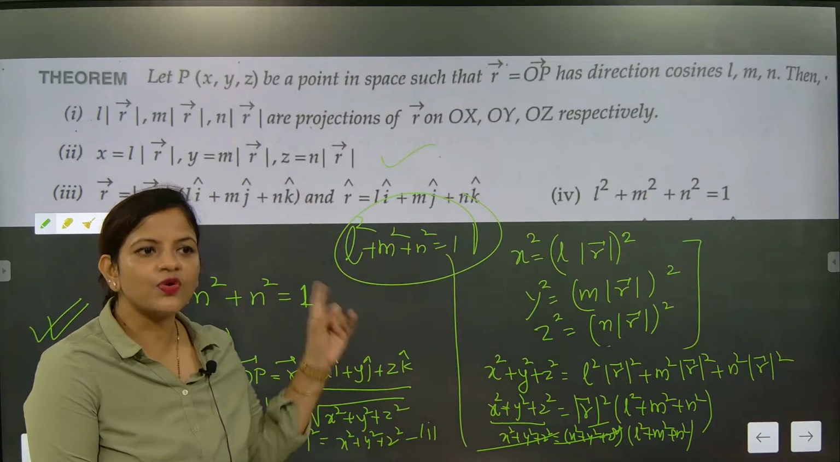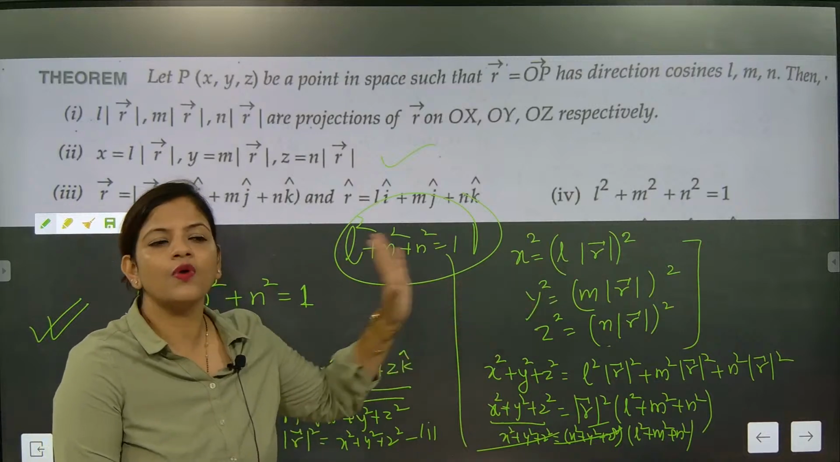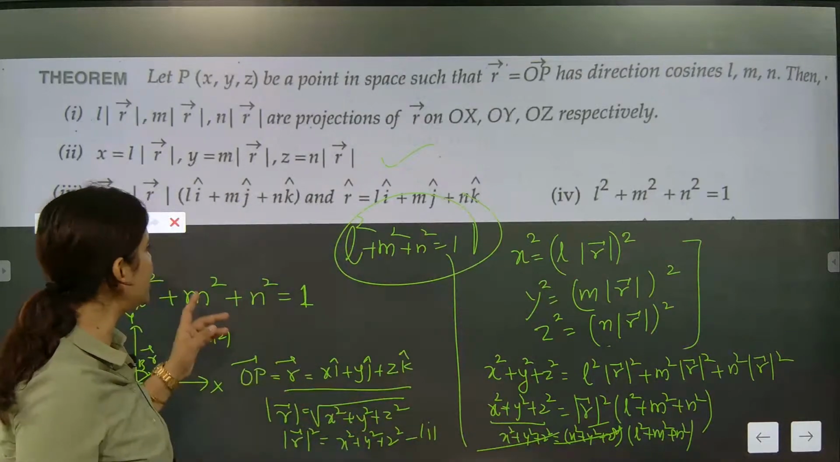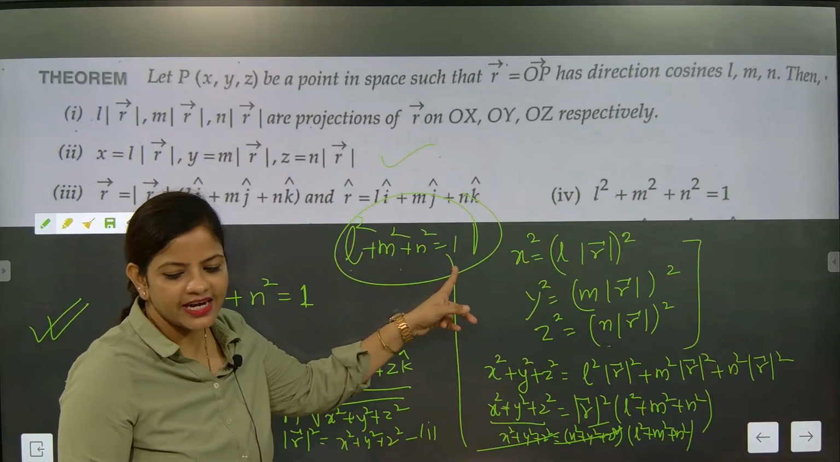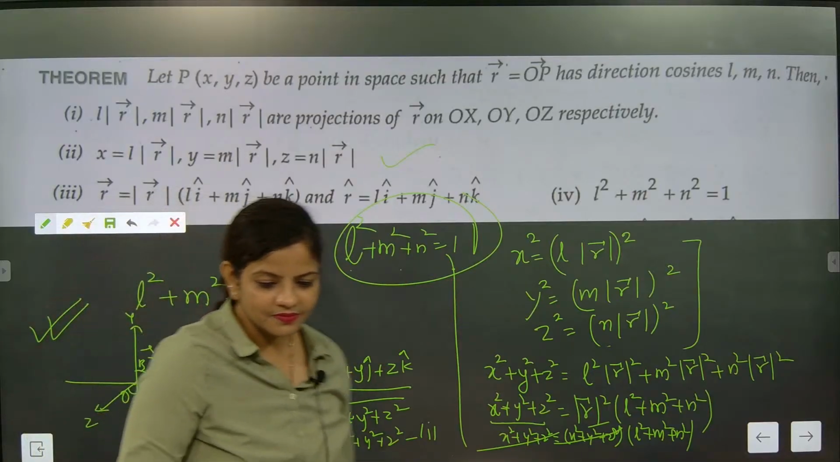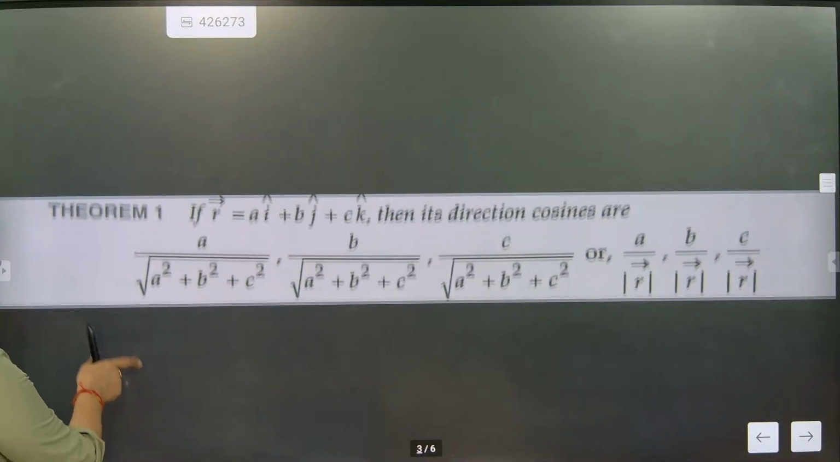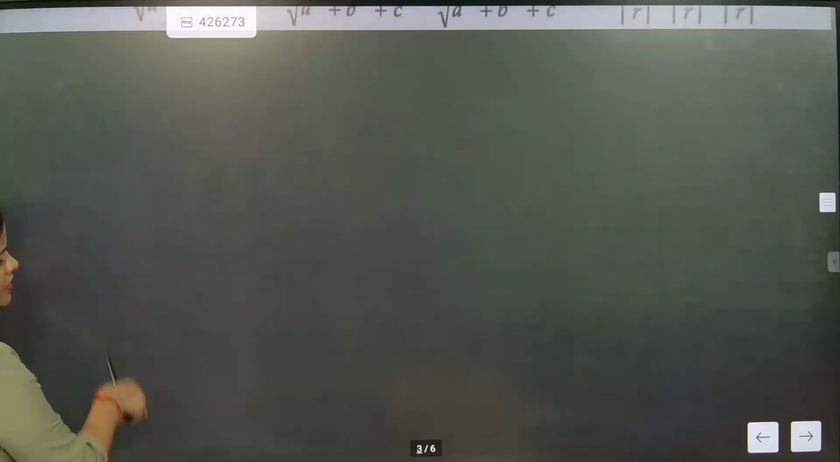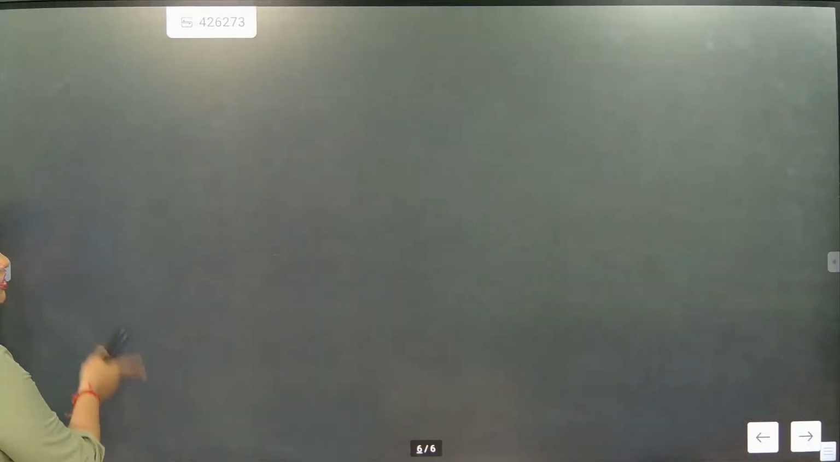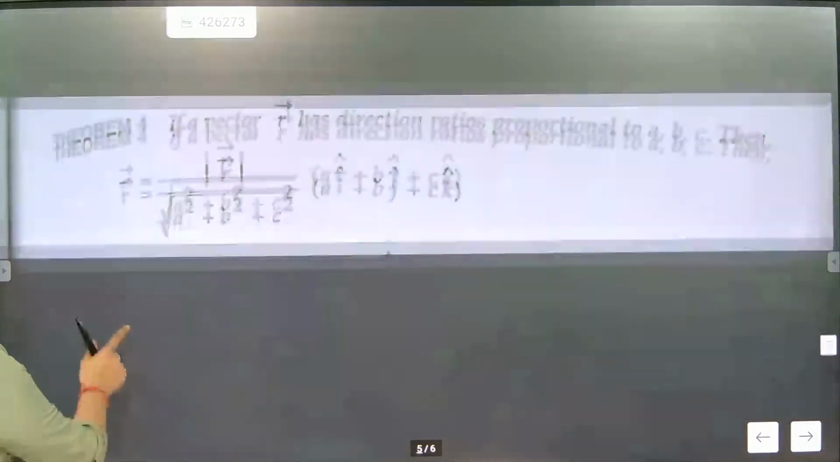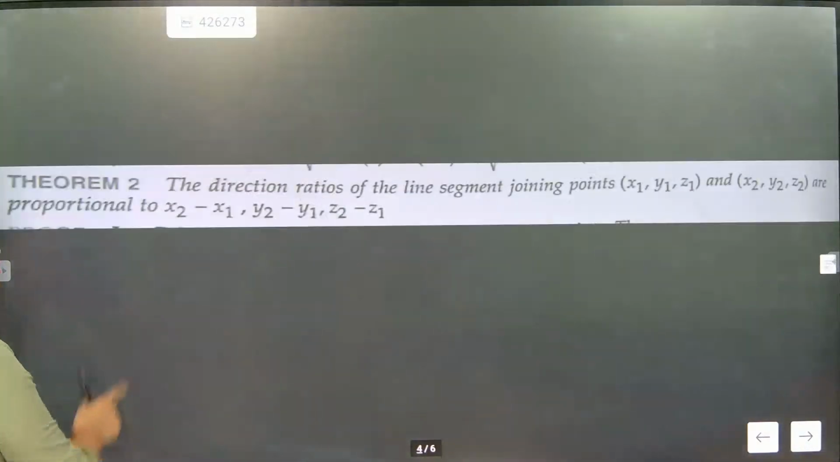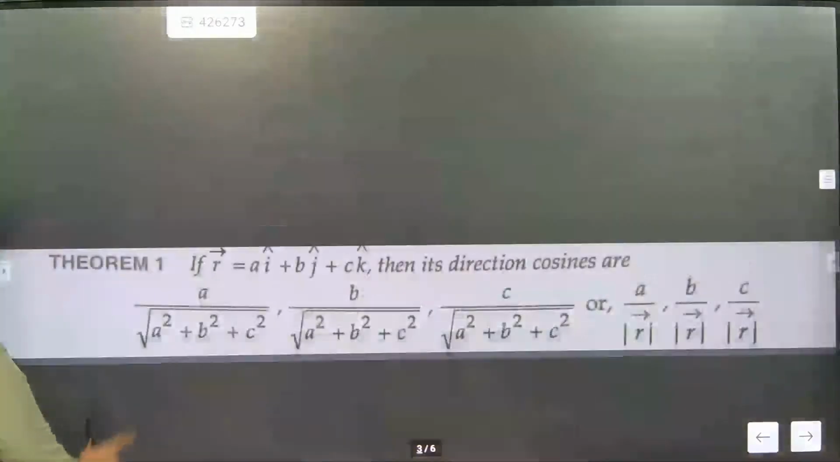Understood, beta? l square plus m square plus n square is equal to 1. This we have understood. Direction cosine along x axis, y axis, z axis. Got it? Okay. Now we will go for the next part. So this is exactly theorem number 1. But for theorem number 1, we need to understand direction ratios. These are certain theorems which we are going to do, but direction ratio we will understand based on that theorem. So first we will understand direction ratio. Are you ready for understanding direction ratio?